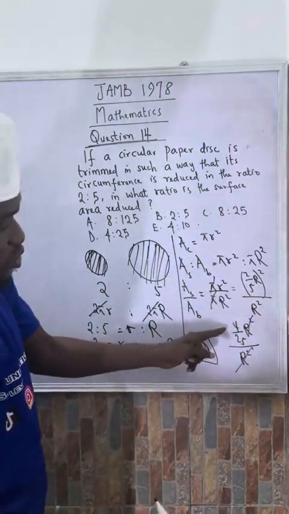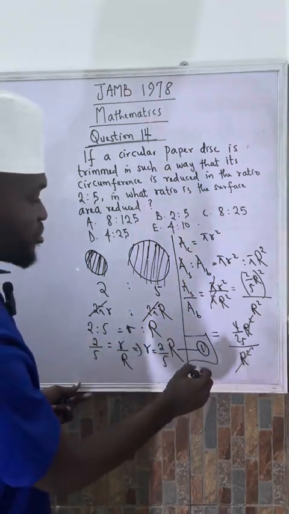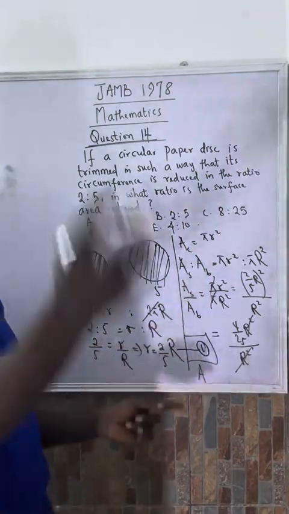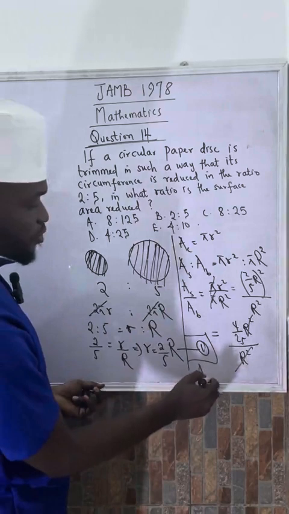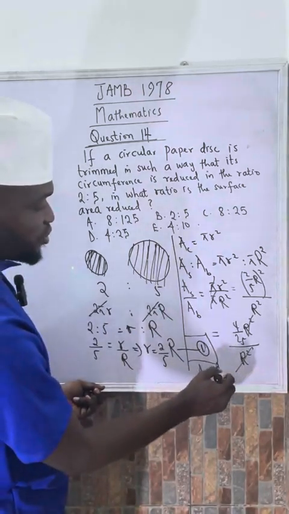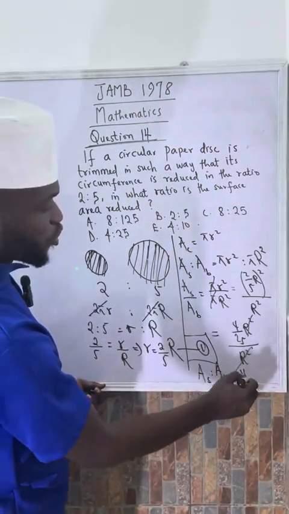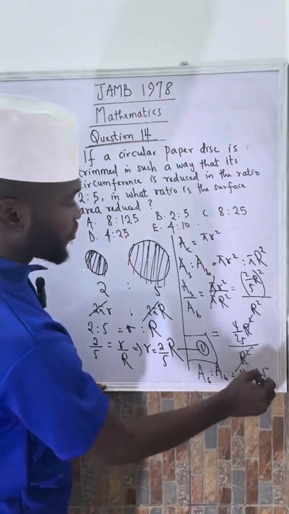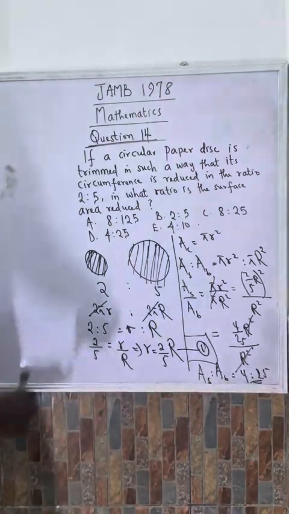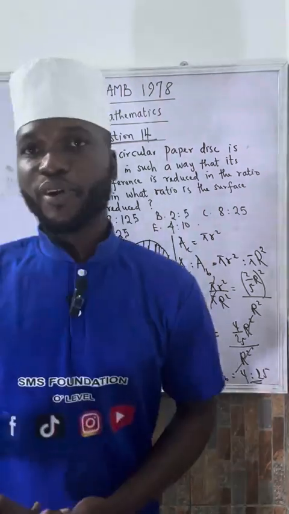So we will be left with 4/25. Let's transform it back to ratio. The area of the small circle to the area of the big circle will be equal to 4:25. So check the options. You see that option D is the best. Thank you.